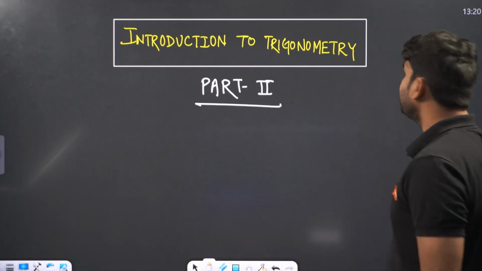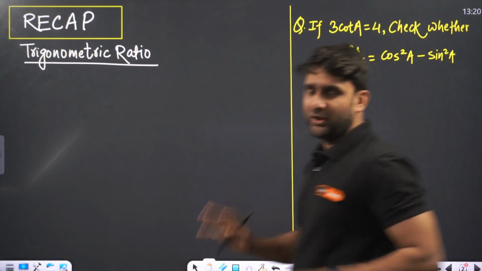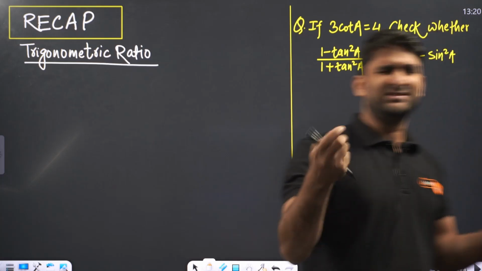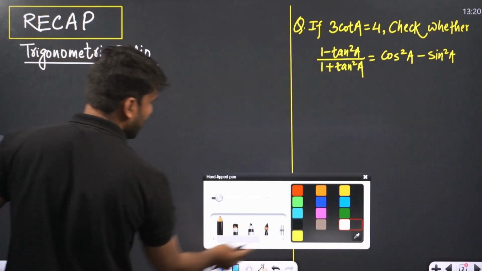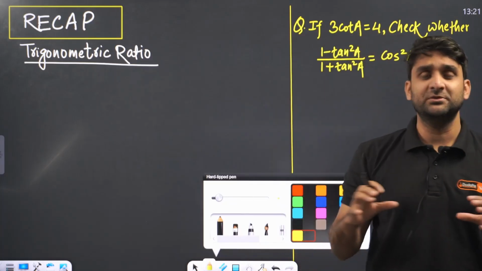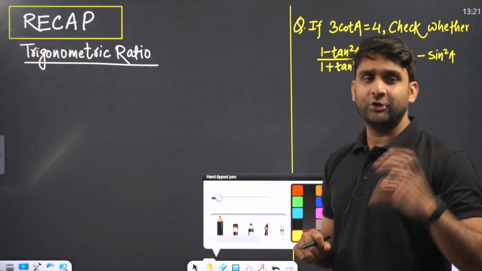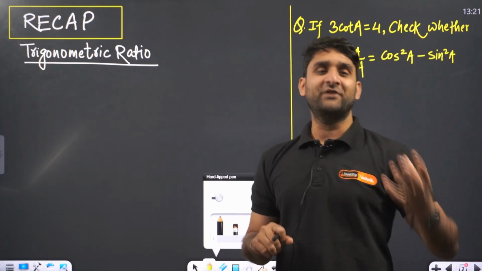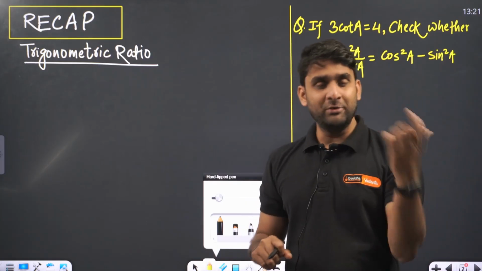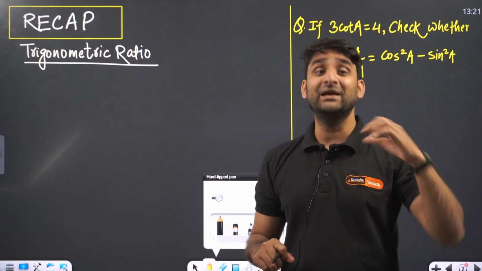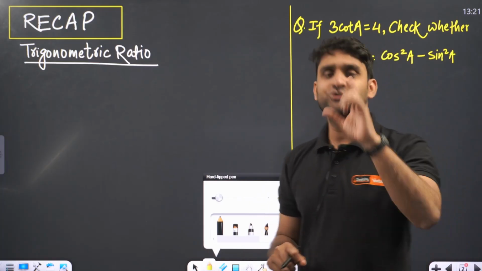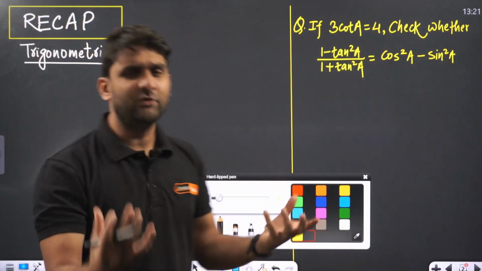Okay, so let's do a recap of whatever we have discussed so far in this chapter. Let's recap, flashback. In the part 1 video I taught you the basic concepts of trigonometry: what is trigonometry, how many trigonometric functions there are, what is called a trigonometric ratio, the importance of the position of the angle, the right angle triangle, and the role of the right angle triangle. Everything I have discussed, so go and watch the part 1 video. Let me give you a short glimpse.